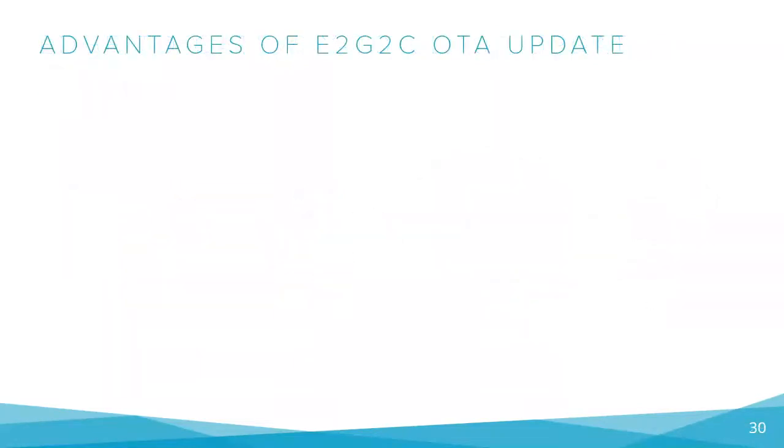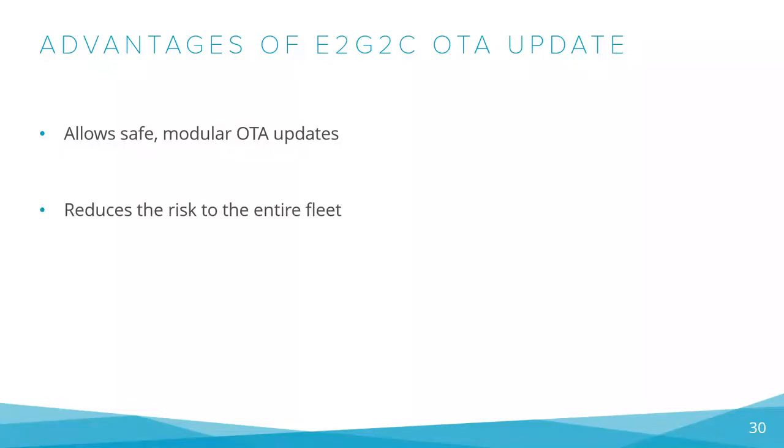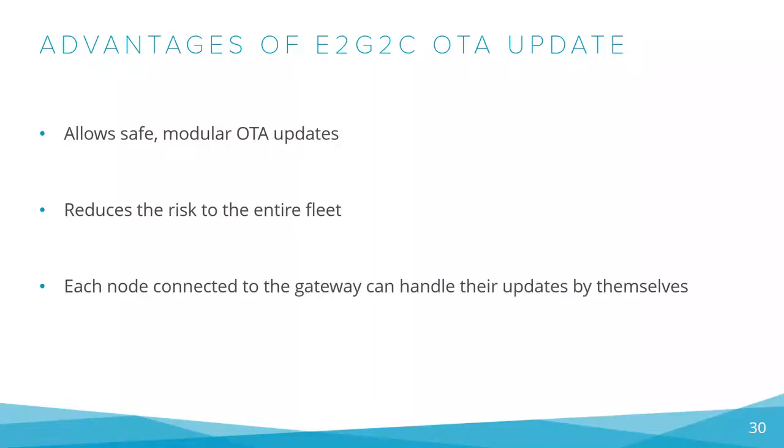So the advantage of E2G2C OTA updates is that this is one of the best possible architectures that allows safe and modular OTA update. It reduces the risk to the entire fleet, since each node connected to the gateway can handle its update by itself, or the gateway can directly execute the update on the edge, protecting the fleet if one or more updates go wrong in between. So the system will still be able to function with the corrupted nodes.